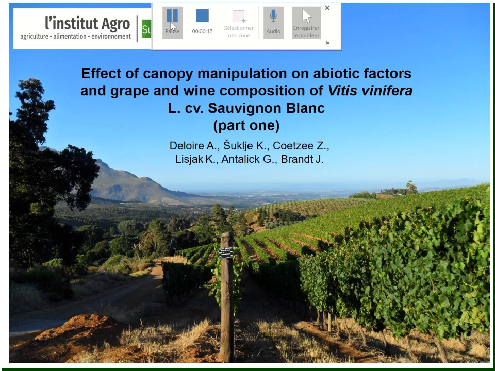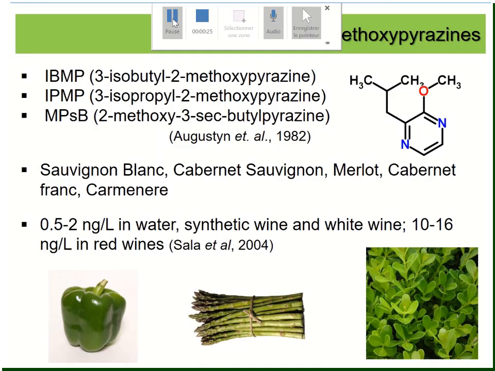This is a nice view of our experimental vineyard, which is in fact a commercial vineyard in South Africa in the region of Elgin. For this study, we chose a few aromatic compounds as targeted molecules. The first one that we chose is obviously the methoxypyrazines family of aromatic compounds, and mainly the IBMP.